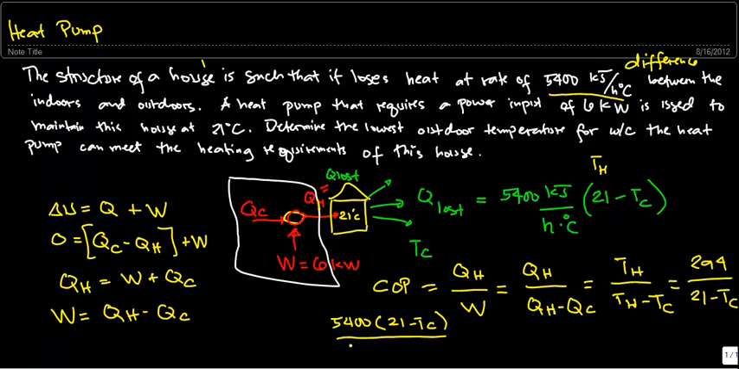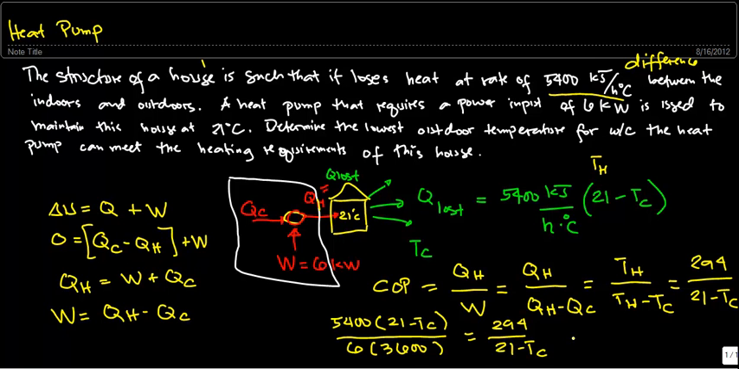Kilojoules per hour. So 6 kilowatts means kilojoules per second, so times 3,600 to make it kilojoules per hour, just to be consistent with our units. That must be equal to 294 over 21 minus TC. And here, our calculator will give us an answer.